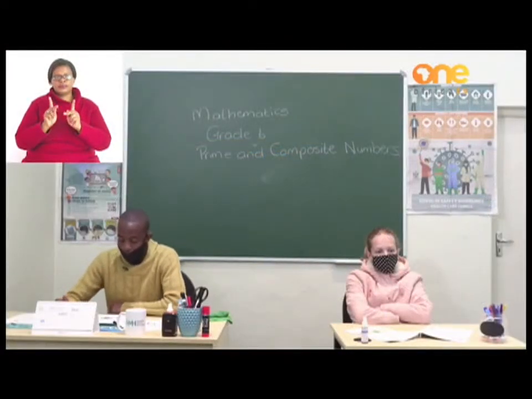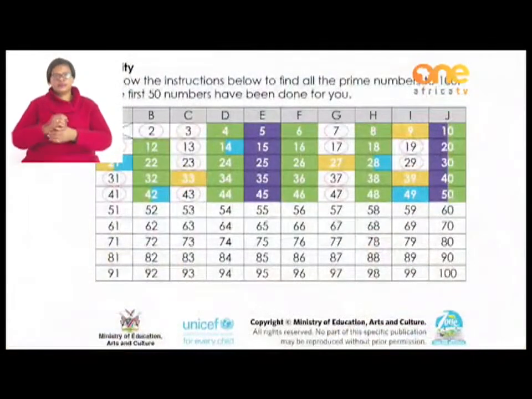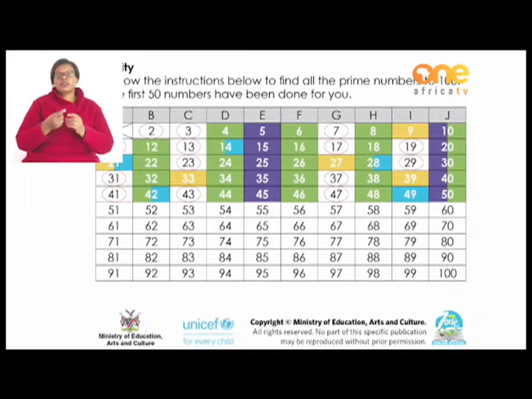Alright, let's go to page 11. It says there to follow the instruction below to find all the prime numbers to 100. In other words, from 1 to 100. Now, it also says that the first 50 numbers have been done for you. Okay? Now, there is a certain way to discover your prime numbers, and we are going to do this step by step. So let's go to page 12.